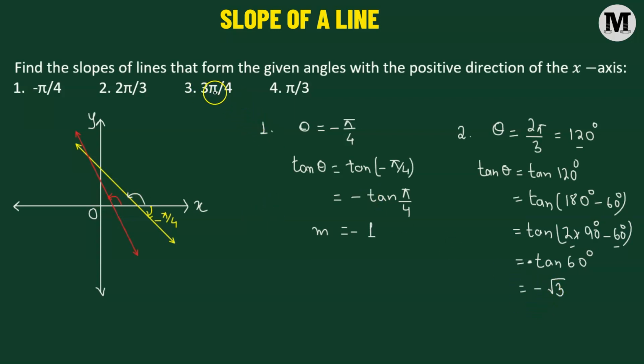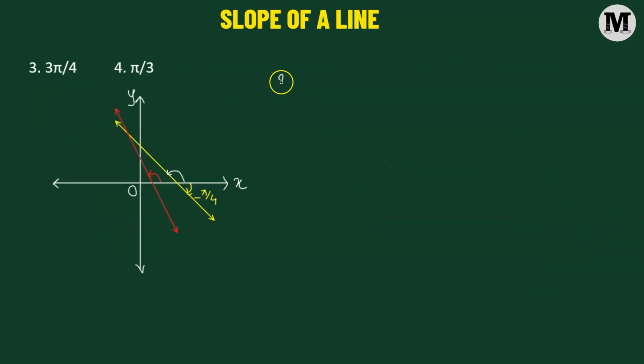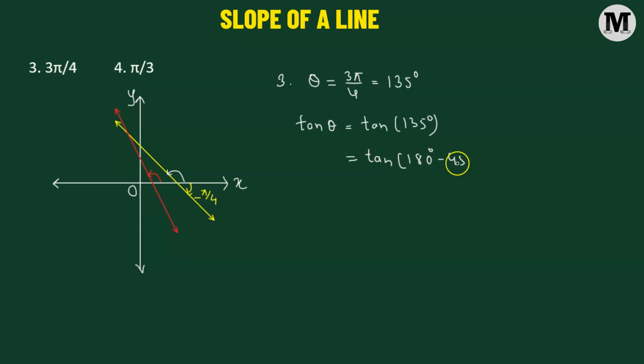Let's go to the next angle, which is 3 pi over 4. So in part 3, now we have theta given by 3 pi over 4. Now 3 pi over 4 radians, if we convert it to degrees, that's going to be 135 degrees. So let's find out the value of the slope of that particular line. So we'll take the tangent of that angle theta, that means tangent of 135 degrees. So tangent of 135 degrees is tangent of 180 degrees minus 45 degrees. Now 180 degrees, we can express it as a multiple of 90 degrees. That will be 2 times 90 degrees minus 45 degrees.